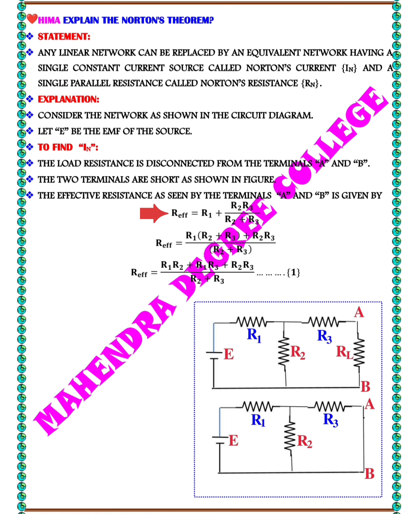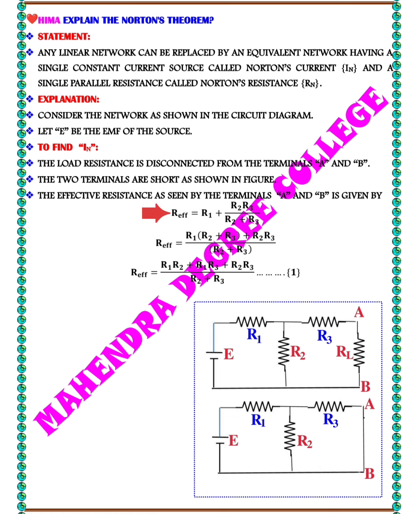Effective resistance, also known as equivalent resistance, is the total resistance of a circuit that an external source would encounter when applying a single voltage or current to the circuit. It represents the total opposition to current flow in a circuit where multiple resistors are connected. Effective resistance equals R1 plus R2 R3 by R2 plus R3.